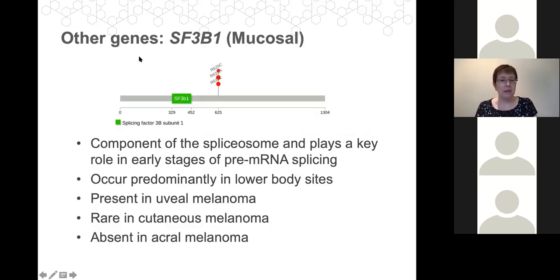So just briefly mentioning a couple of other genes that are more focused on one subtype. This is SF3B1 in reference to mucosal, and these events are all occurring within the same codon. SF3B1 is a component of the spliceosome, which plays a key role in the early stages of pre-mRNA splicing. In mucosal melanoma, it primarily occurs in lower body site tumours. I'd already mentioned SF3B1 in the context of uveal melanoma, but it's rare in cutaneous melanoma and absent in acral.